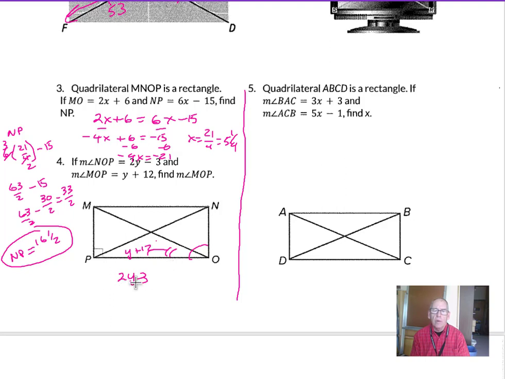2y minus 3, if this is a rectangle, like they're telling us up here, then this is a 90-degree angle. And they're also telling us that 2y minus 3 is the same thing as this 90-degree angle. So 2y minus 3 equals 90. Add 3 to both sides. 2y is 93. y is going to be 93 over 2, which is like 46 and a half. So that's what y is.